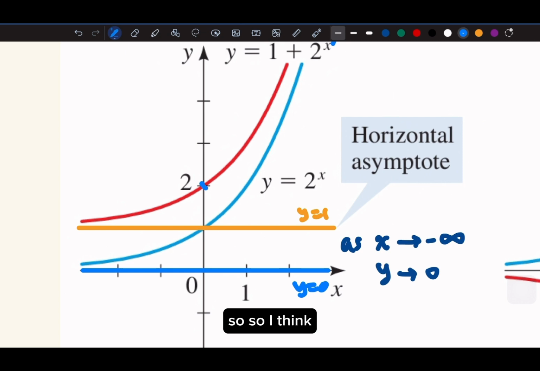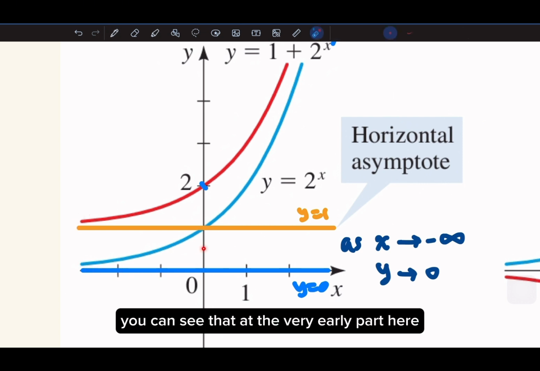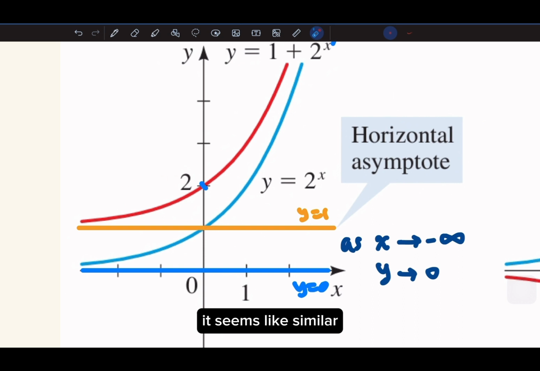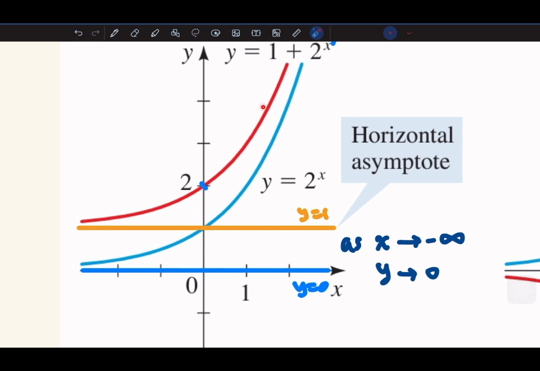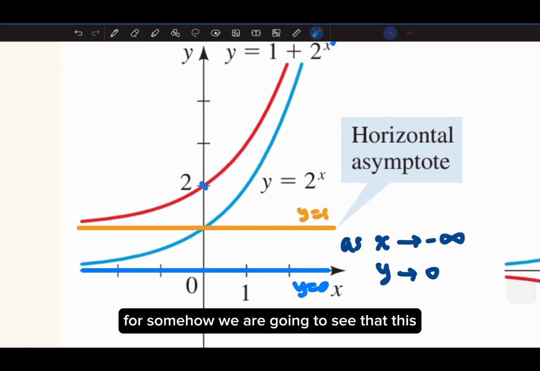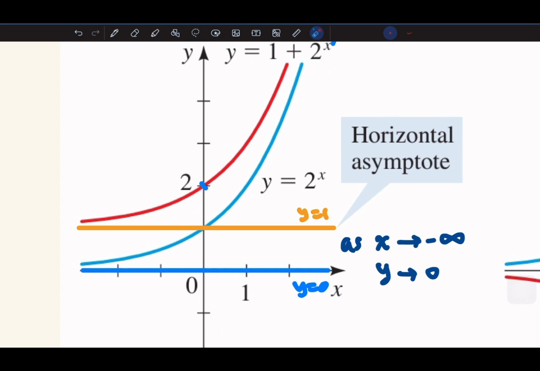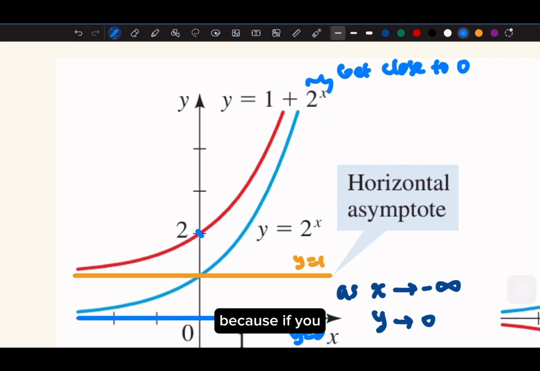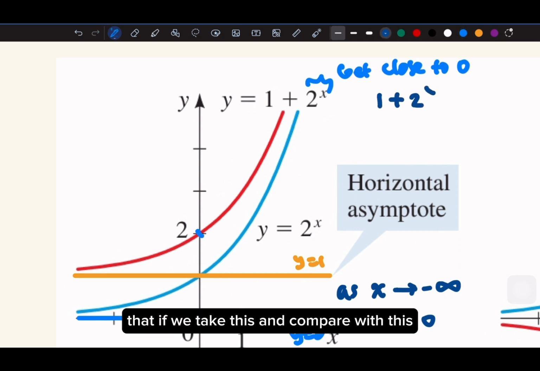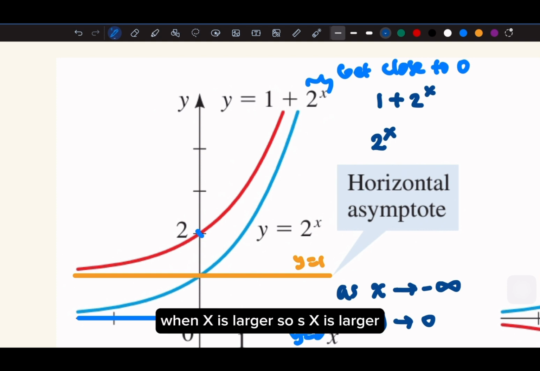So I think you could see that at the very early part here, it seems similar, but afterwards it's getting a little bit different. So somehow we are going to see that this curve will cross at some point. Okay, do you know why?